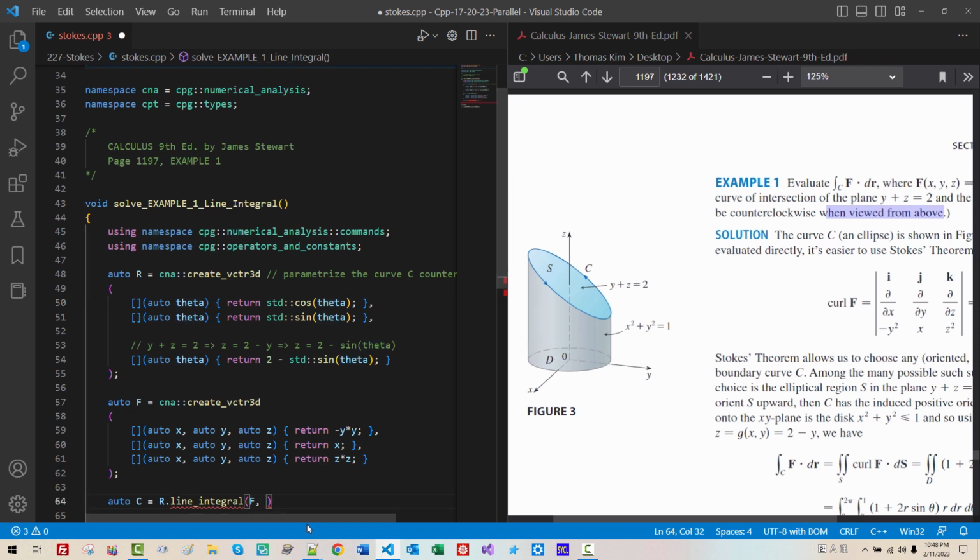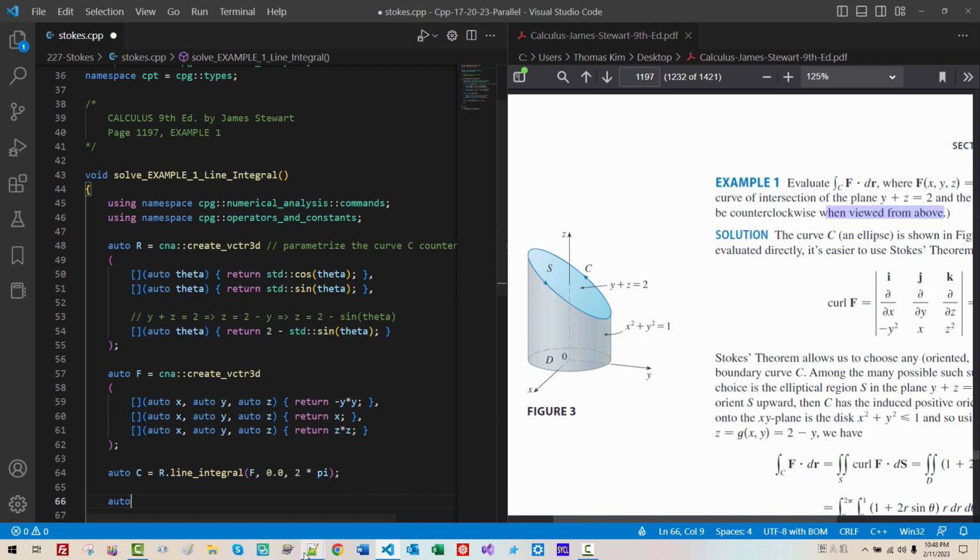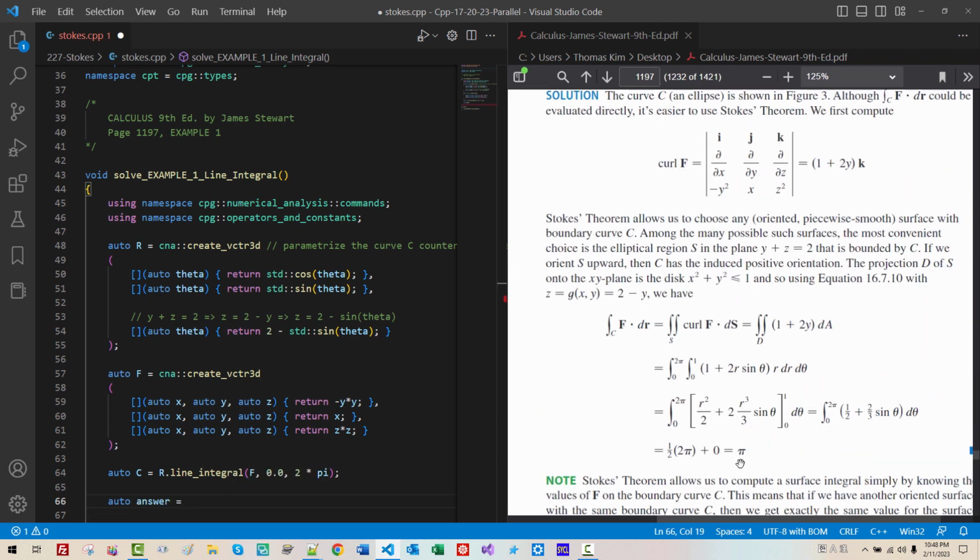So it should be 0 to 2 times pi. This is our line integral. Auto answer. In this book, the answer is pi.